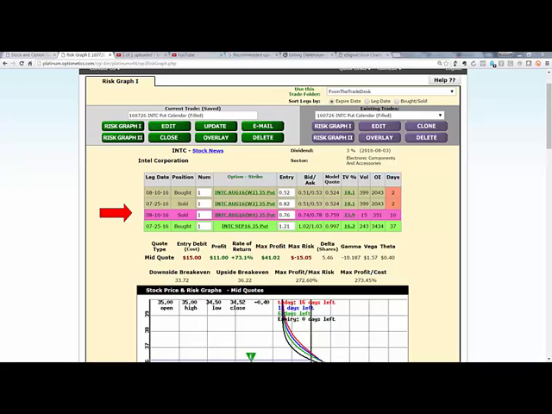What I mean by reverse is when we typically initiate a calendar spread, we buy a longer term leg and we sell a shorter term leg. This time we're going to do the reverse. We're going to buy the shorter term leg. In this case, we're going to buy to close the Intel week number 2 35 strike put, and we're going to sell to open the Intel August week number 4 35 strike put.